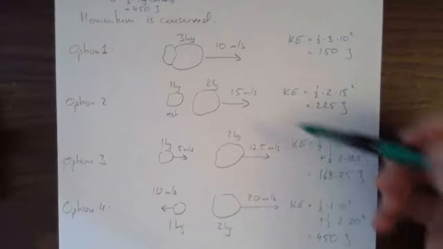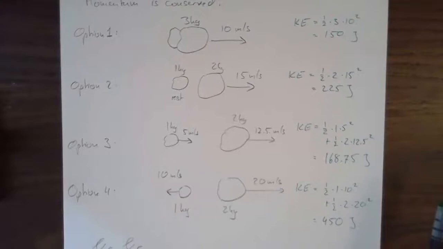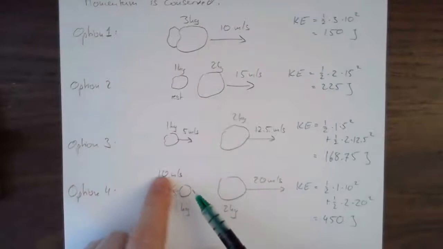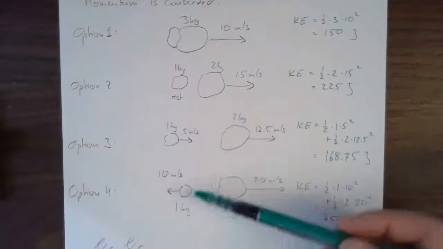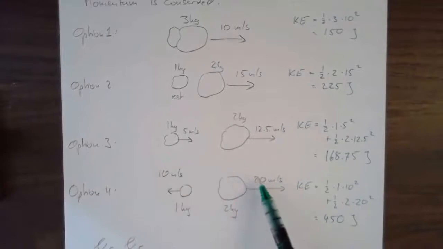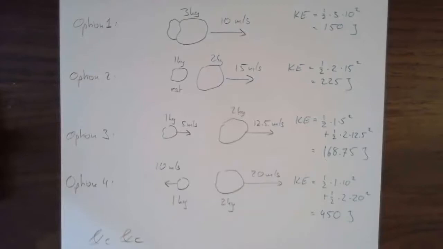So in this case, we do end up with the original. Now, interesting fact, let's imagine though, this one was going back at like minus 20. So this one going back at 20 meters per second, bounces back faster, and this one would be going forward at 25. You can do the math to check that. If this one's 20, it would have to be 25, momentum conservation. You would end up with more kinetic energy than 450.